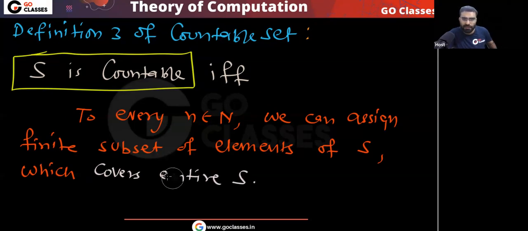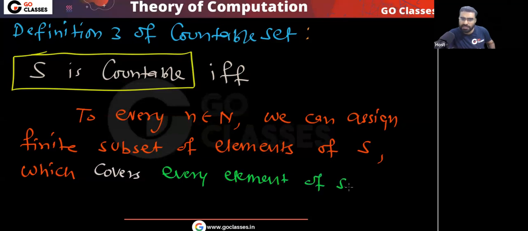Which covers every element of S. Remember, if we can do this, meaning to every natural number you can assign a finite set of elements of S which covers every element of S, then you will say that S is countable. Very simple. So tell me, how will you prove that sigma star is countable?